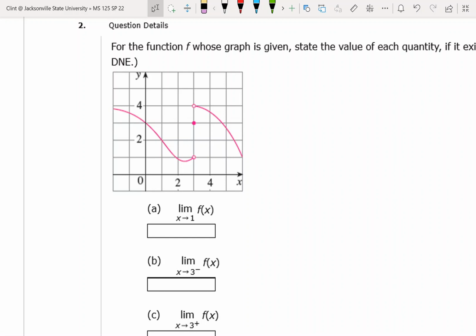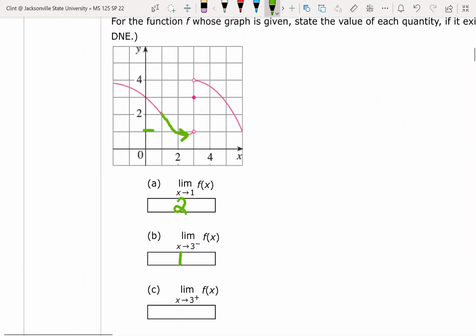So the first one, we're looking at the limit as x approaches 1. 1's right here. So our limit would be at 2. Nothing tricky on that one. And we've got the limit as x approaches 3 from the left. So that's coming in here. So our limit coming in from the left is 1. There's 1. And then the next one, we're going to approach 3 from the right.